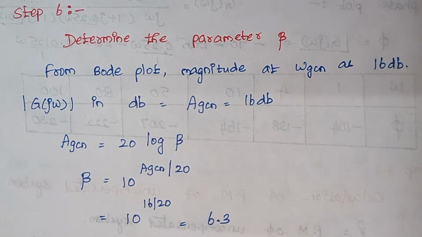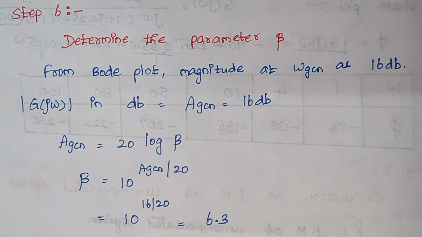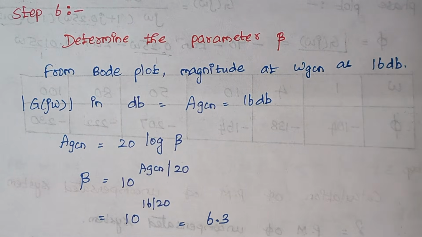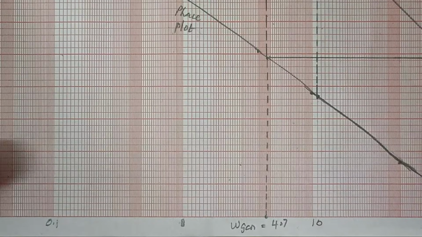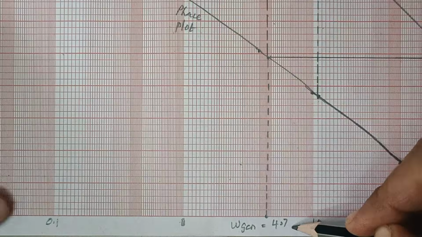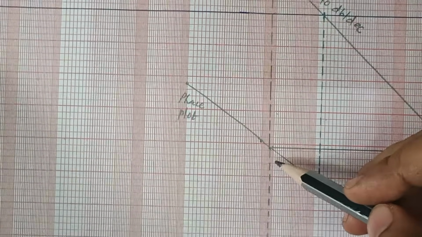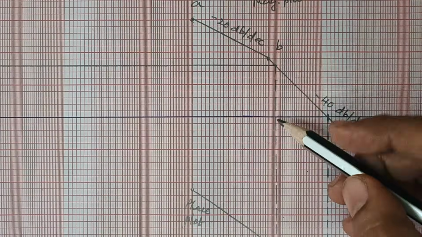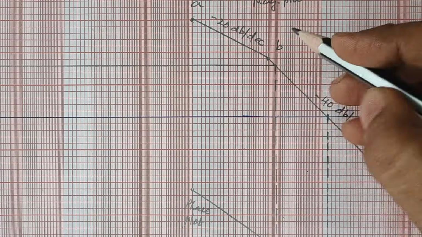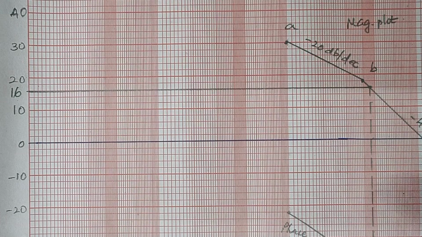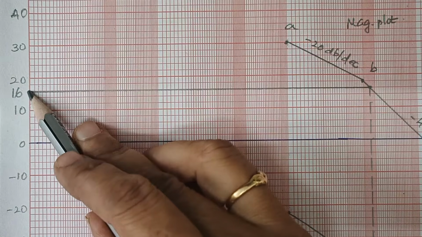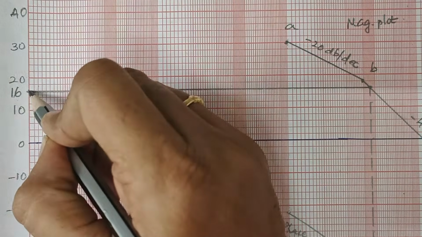The next step is to determine the parameter beta. Oh sorry, I forgot to tell. For that respective frequency of 4.7 radians per second, you again extend the line and find the respective magnitude. We found the value as 4.7, so from this point you extend the line such that it meets your magnitude plot. It will meet the magnitude plot at a particular point. Just measure the respective magnitude value at that point. It is equal to 16. Make a note of it.